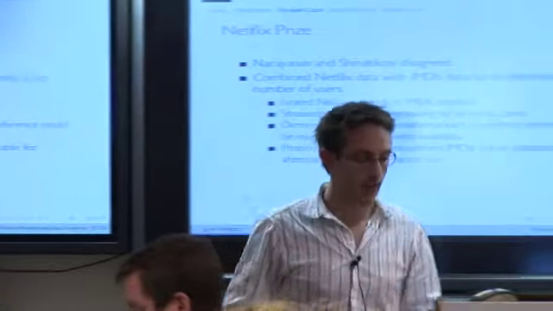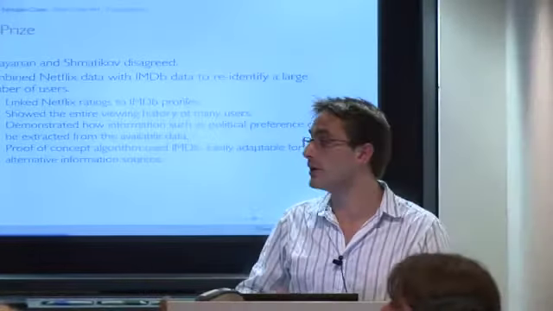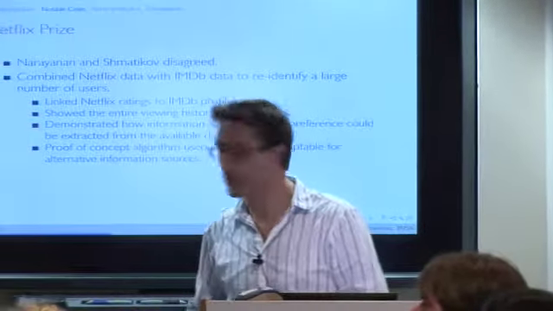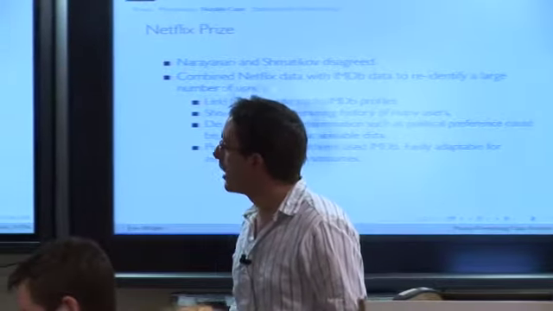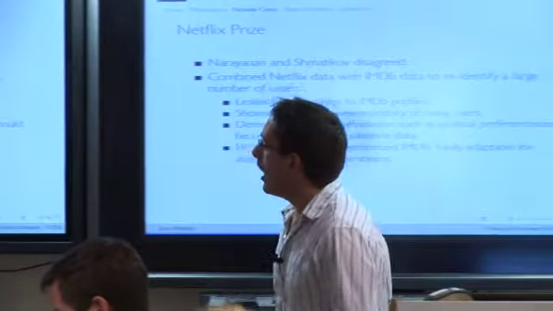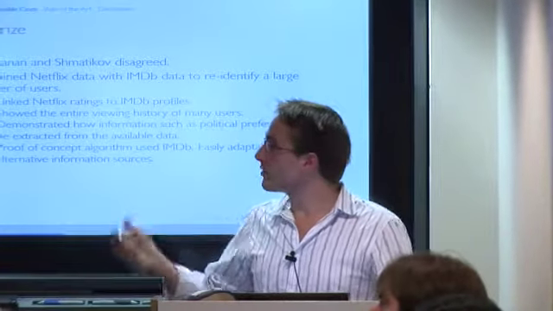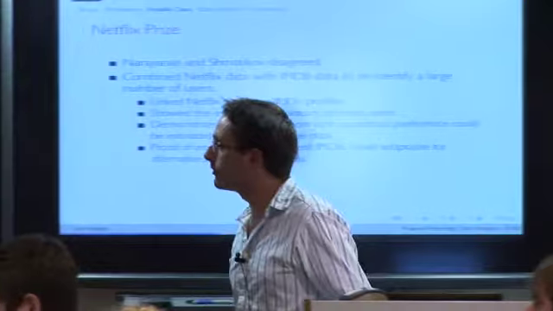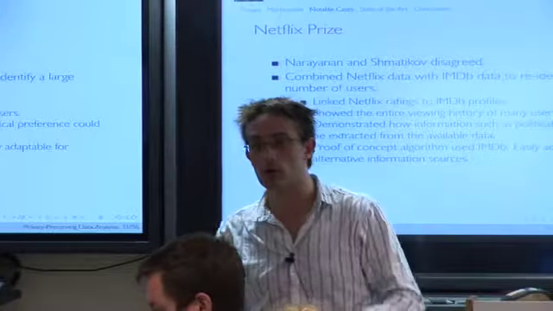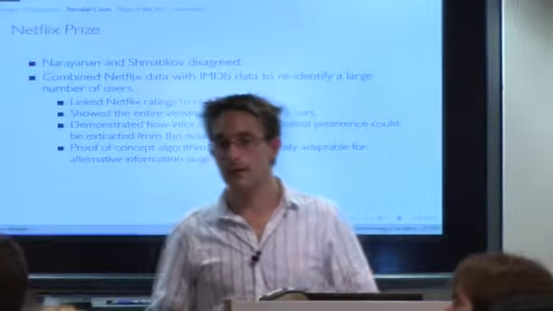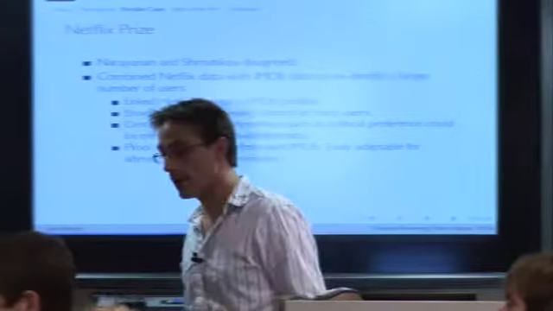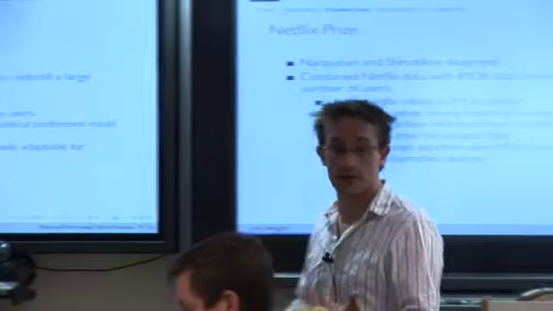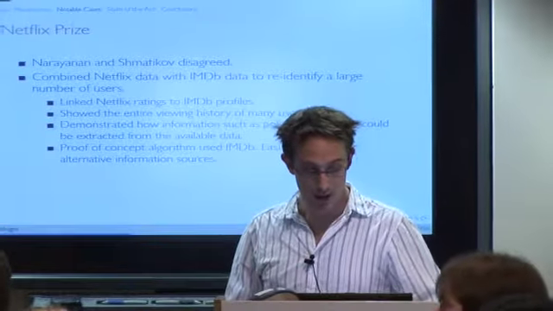IMDb is a film database on the internet. It's got information about any film out there. But you can also have profiles where you can talk about films, what you liked, what you didn't like. So they linked the Netflix ratings to the IMDb profiles, which shows the viewing history of users. And they managed to re-identify a significant number of the people there. But more importantly, they demonstrated how that information could map onto things such as political preference. If you like a particular genre, then you can discover information about people such as the parties that they're likely to vote for, and also things such as sexuality and other sensitive attributes.